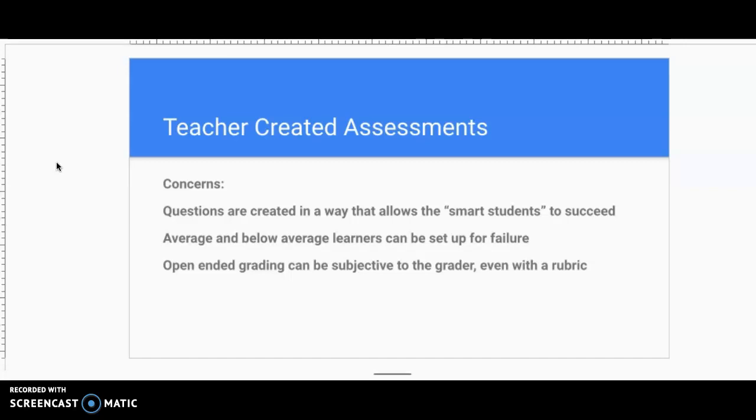We need to make sure that, as graders, we are following the rubric and trying to be as objective as possible when we're giving students scores. So overall, that's a look into teacher-created common assessments, how they can be used, some of their strengths and weaknesses, and just some concerns to consider moving forward.